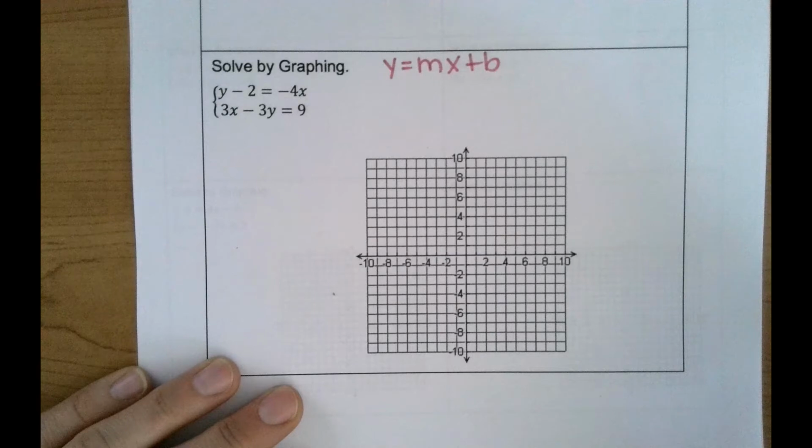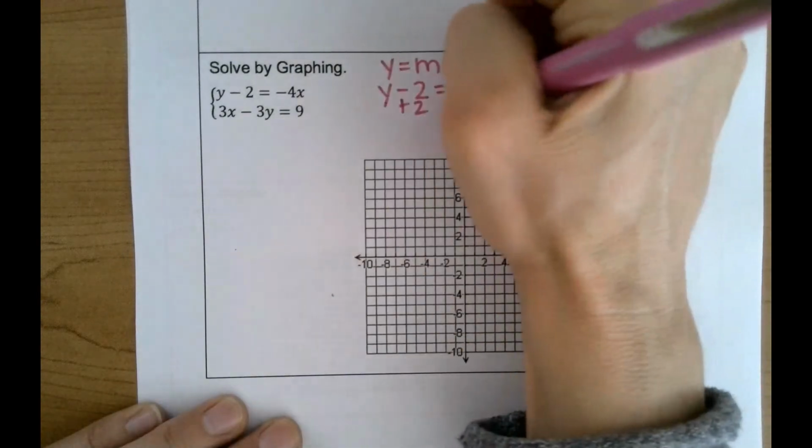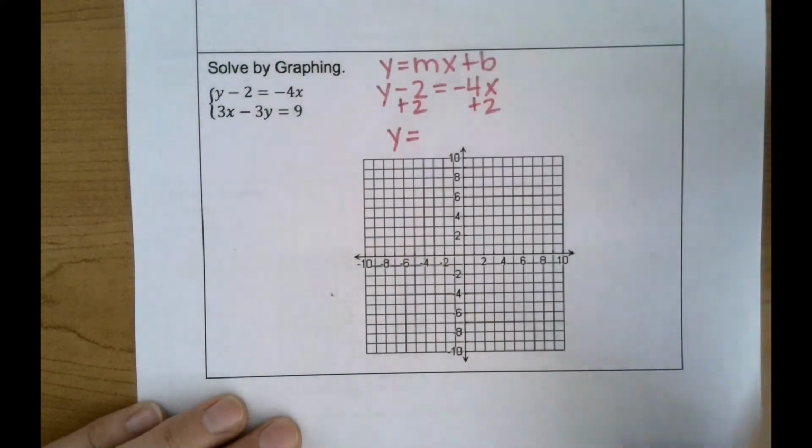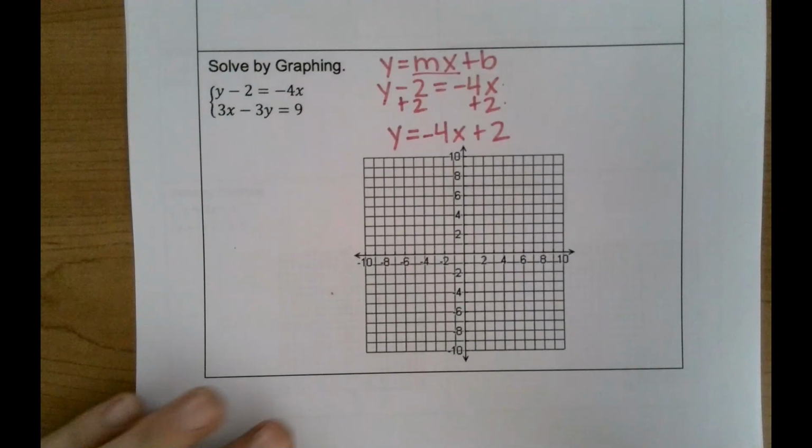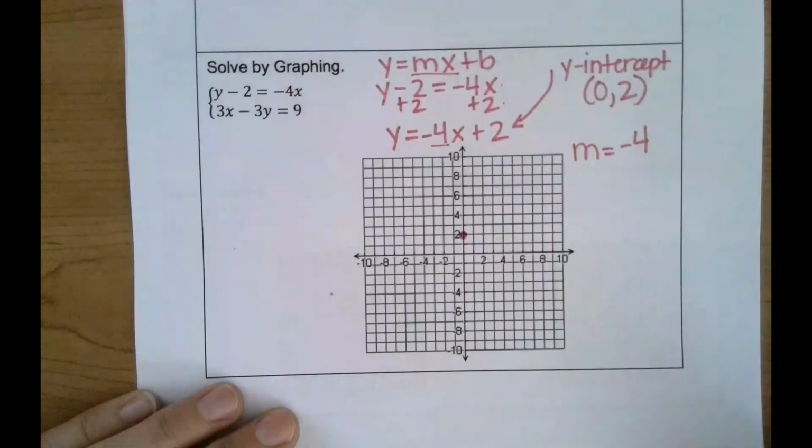So I'm going to convert the first equation to slope-intercept form, y equals mx plus b. I need to isolate y, so I need to add 2 to both sides. Y equals, these are not like terms, we cannot add them, so we need to keep them separate. I want to put my mx term first. When we graph, always look at that constant, that's your y-intercept at 0, 2. So I go to 0, 2 on the graph.